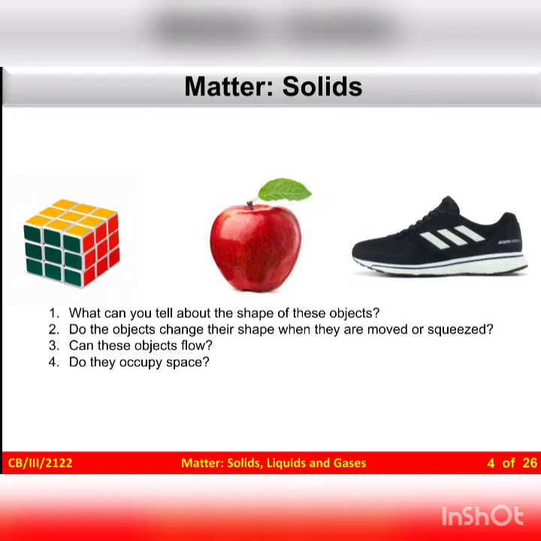Number 2, do the objects change their shape when they are moved or squeezed? Does the object change when you move or squeeze them?